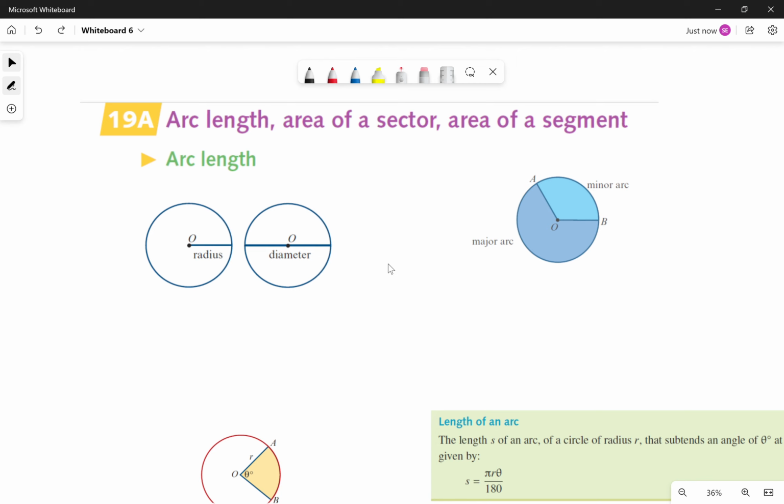Now, if we then look at what an arc is, because we're going to start with arc length. So if we have 2 points, say A and B, and then we just connect point A to the center and point B to the center, it creates this arc. There's 2 arcs actually. The minor arc is the smaller side, so the smaller part of the circle that connects the 2 points, and the major arc is the bigger side that connects the 2 points. Okay, so that's what an arc is.